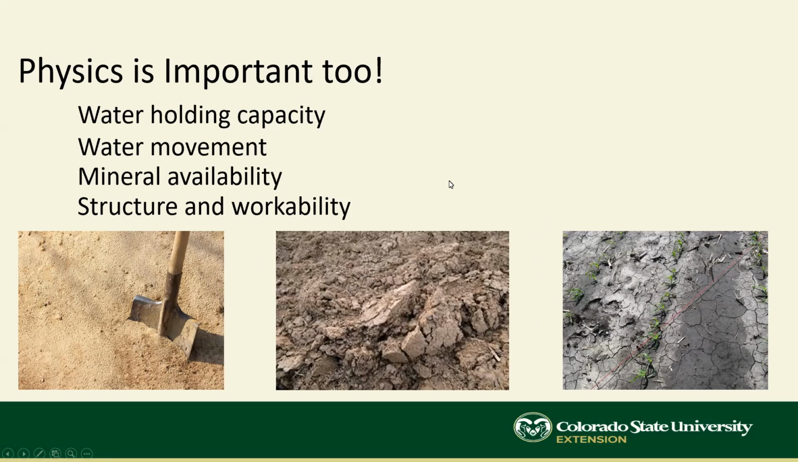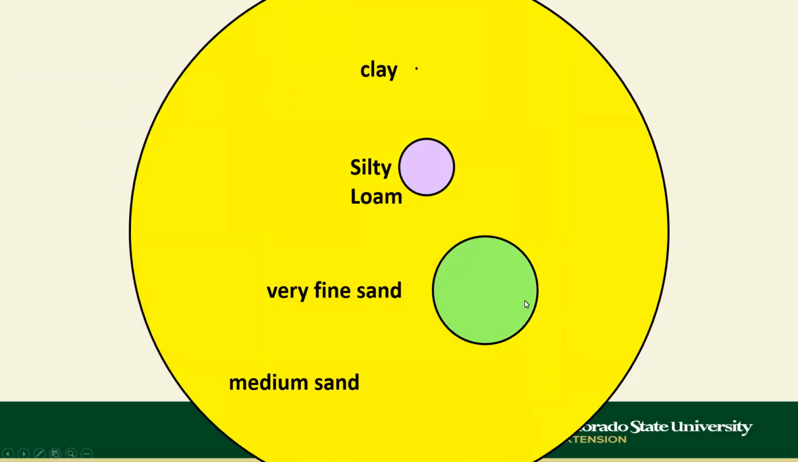So they're easy to grow potatoes in, they're easy to grow carrots in, and they have a lot of good functions to them. The one thing that they're lacking is tons and tons of nutrient holding capacity. And so we'll talk about kind of how these different soils function.